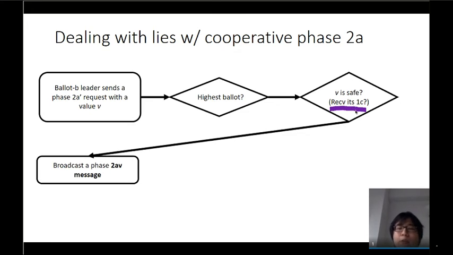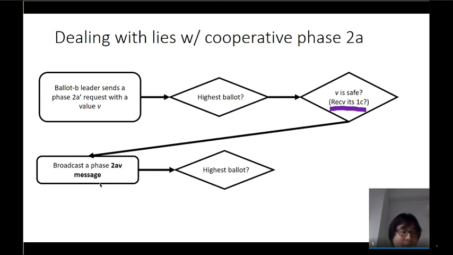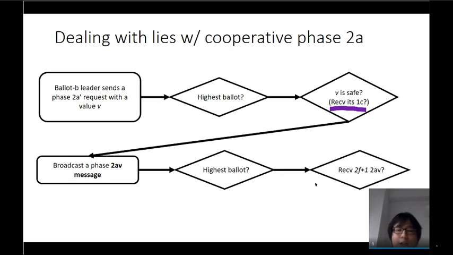So if we have received phase 1C, that means V is safe. After that, it will broadcast a phase 2AV message to every other acceptor. An acceptor that receives that phase 2AV message will check if it's the highest ballot, and if so, then it checks if it has received 2F plus 1. 2F plus 1 now is a quorum.